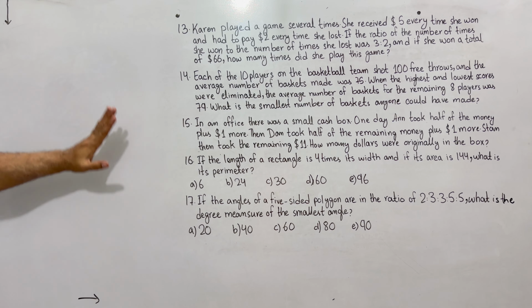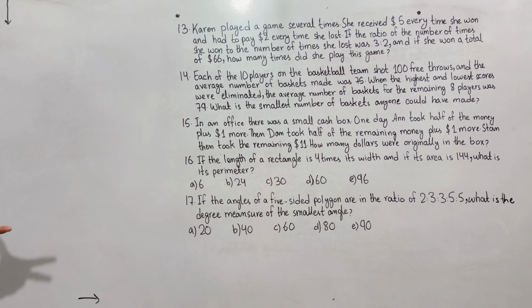Our question number one reads: Karen played a game several times. She received $5 every time she won and had to pay $2 every time she lost. If the ratio of the number of times she won to the number of times she lost was 3:2, and if she won a total of $66, how many times did she play this game?